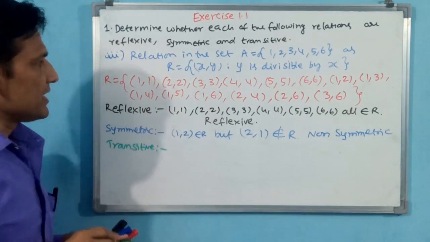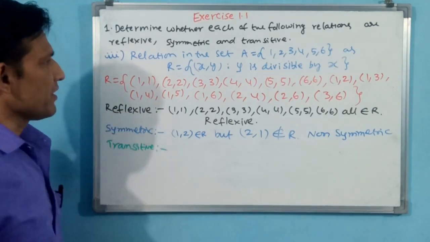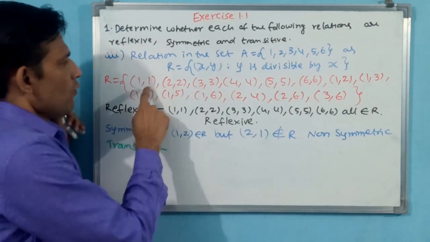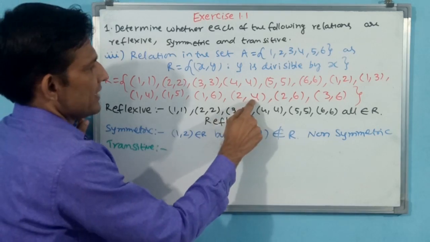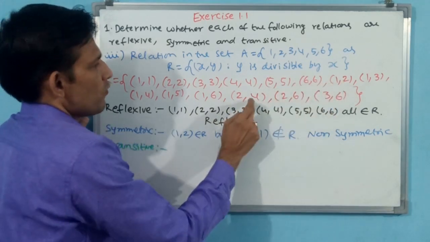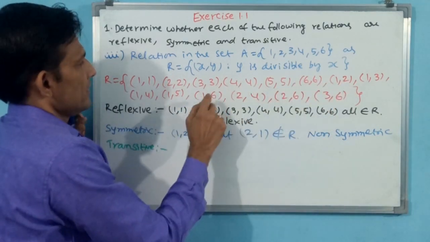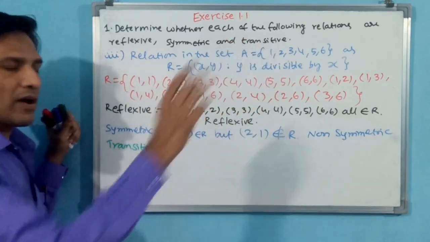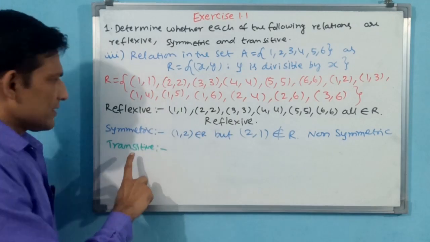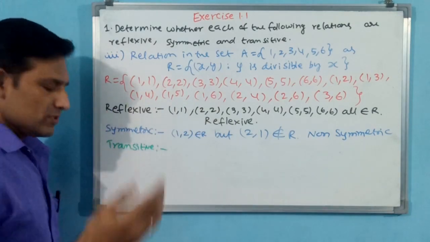Okay, transitive. Wait and see carefully. 1 to 1, okay. 1 to 2 is there, but 2 to 4 is there. 2 to 4 is there. 1 to 4 is also there. That means this may be transitive, but we will see for all. We write 1 or 2, but we have to see all.